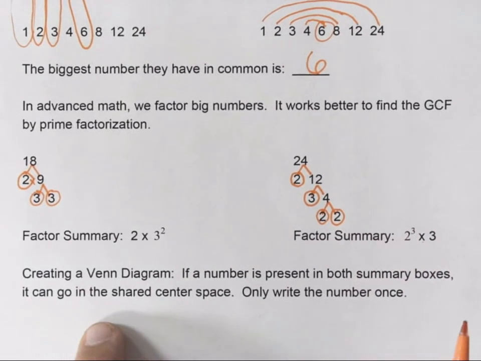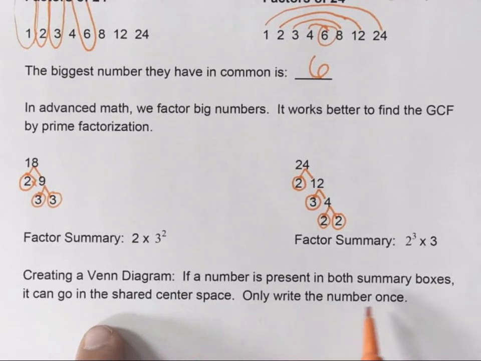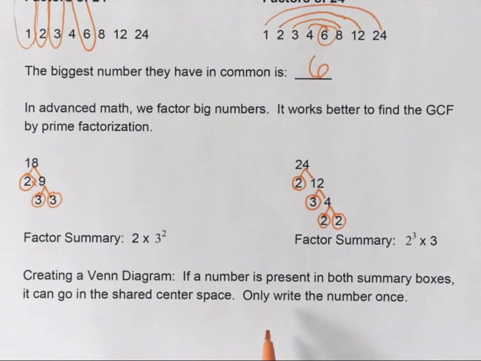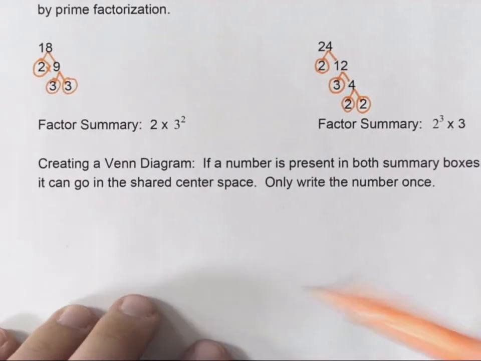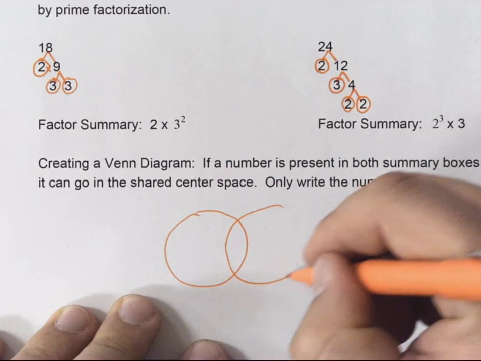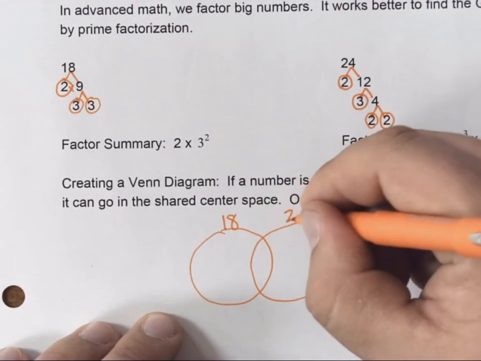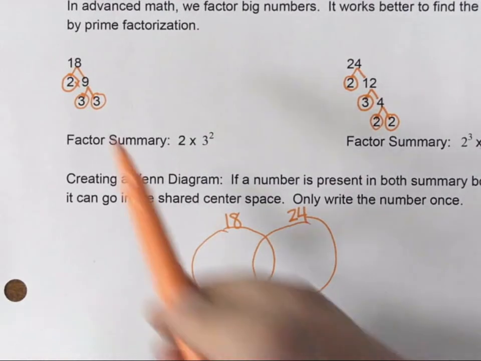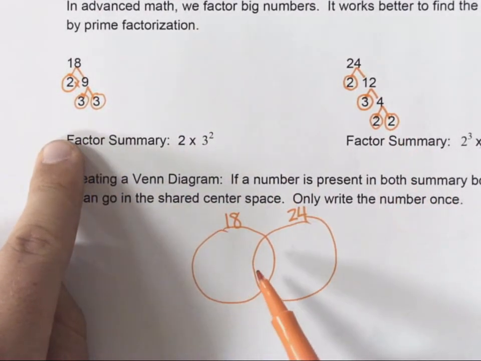Okay, creating a Venn diagram helps us. If a number is represented in both summary boxes, it can go in the shared center space. So only write the number once. Okay, let me show you what we mean. We talked about this yesterday. So if we were to make a Venn diagram of these two numbers to help us find the greatest common factor, we have 18 over here and 24 on this side. So the prime numbers that they have in common, we are going to cross off and put in the middle.